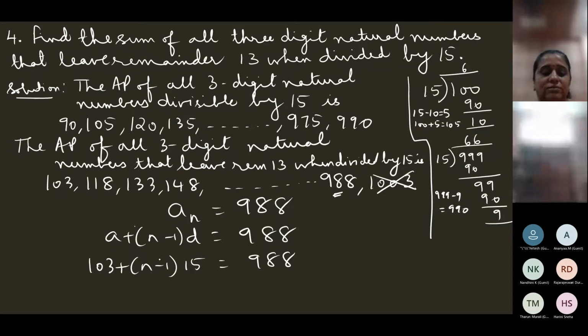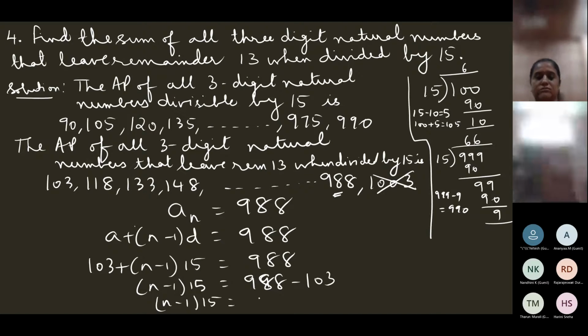Now bring the 103 for subtraction to the other side. 988 minus 103. So n minus 1 into 15 is equal to how much? Write down, children. 885. Yeah, work this out. So children, find n, and then you can find Sn by using the formula n by 2 of the first term plus the last term. 103 is the first term, 988 is the last term. Tell me the sum.